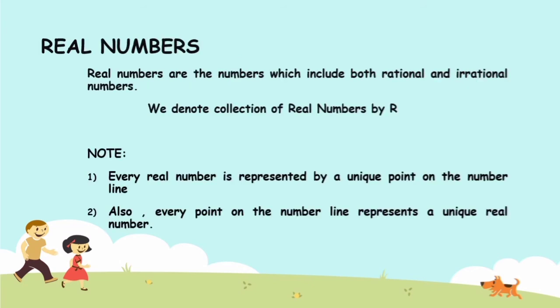Real numbers. Real numbers are the collection of numbers which include both rational and irrational numbers. Usually we denote it by the letter R. Important note: every real number is represented by a unique point on the number line. Vice versa, every point on the number line represents a unique real number. Please understand this note.